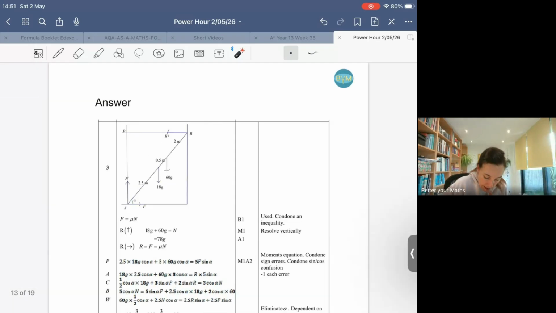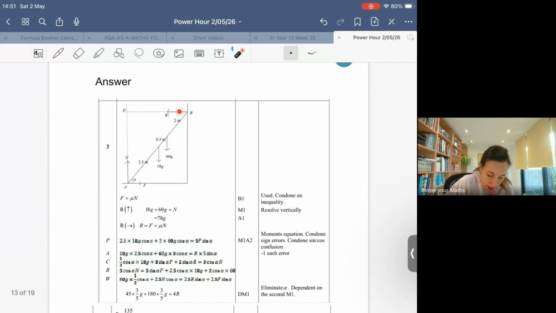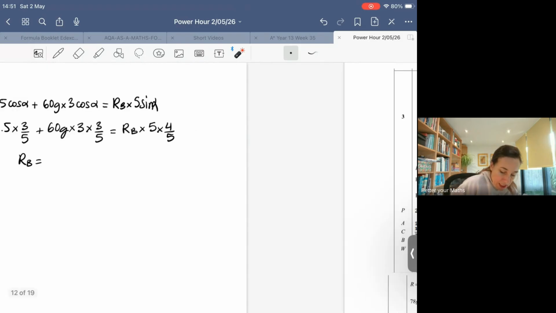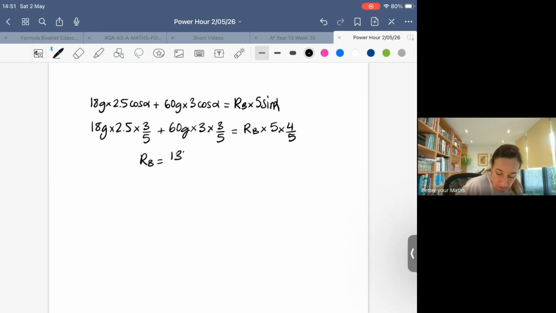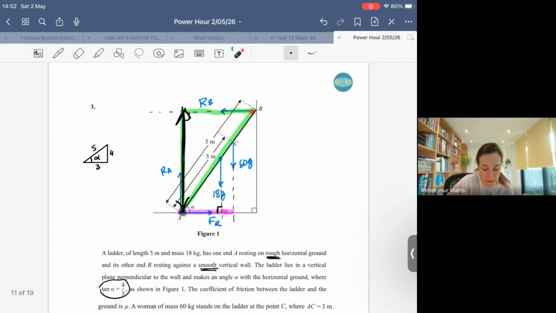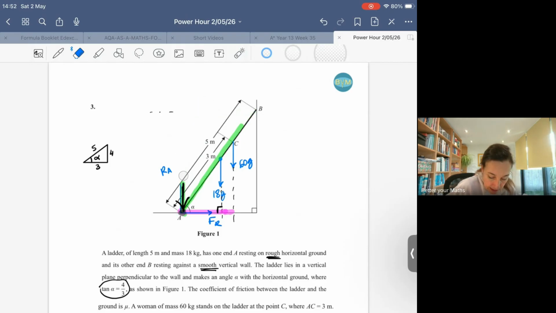I'm going to give you RB. They call it R. So R is 135 over 4g. That is RB. You can multiply the g or not. It's really up to you. And from here, we know that RA is 78g. We have RB. So somehow you have to explain that RB is the same as RA, and I'm going to clean all the mess now.